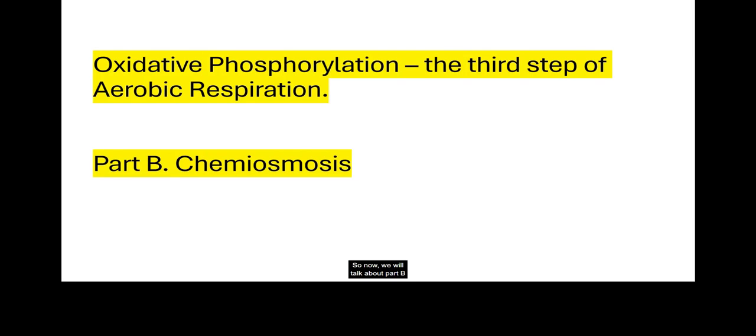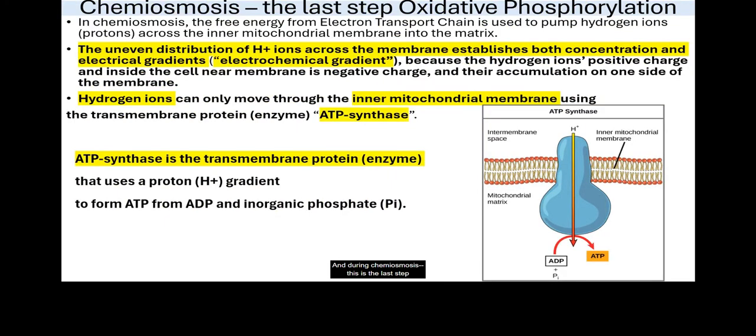Now we will talk about part B of oxidative phosphorylation. It's called chemoosmosis. During chemoosmosis, which is the last step of oxidative phosphorylation, a lot of energy will be produced. We have a transmembrane protein enzyme called ATP synthetase. The "ase" tells us that it's an enzyme, and ATP synthetase tells us what it will be doing. It will be synthesizing ATP from ADP and phosphate.